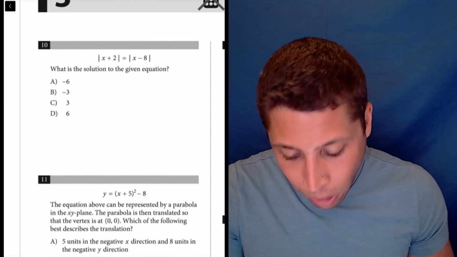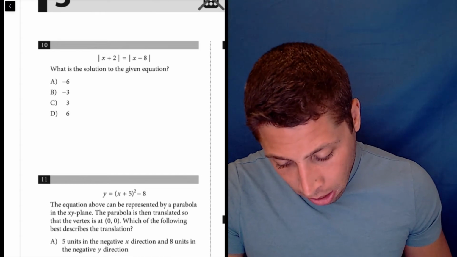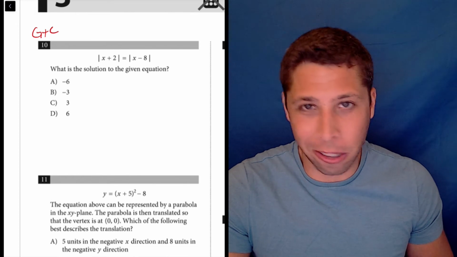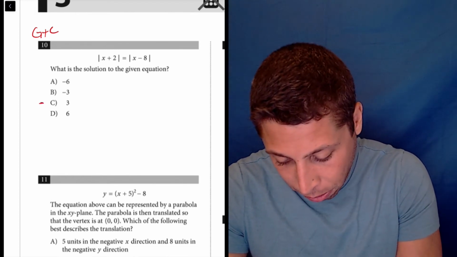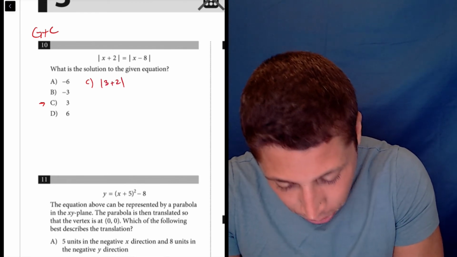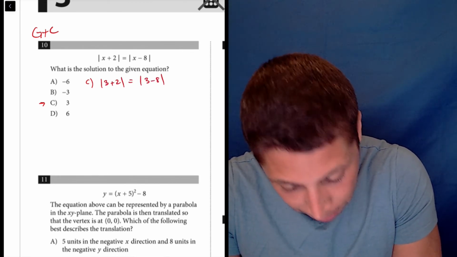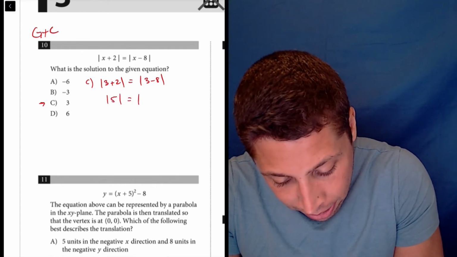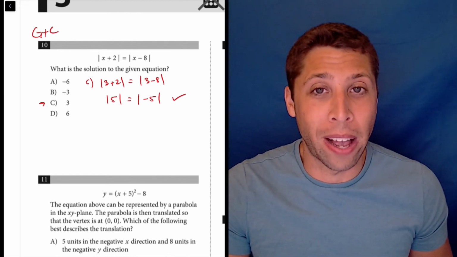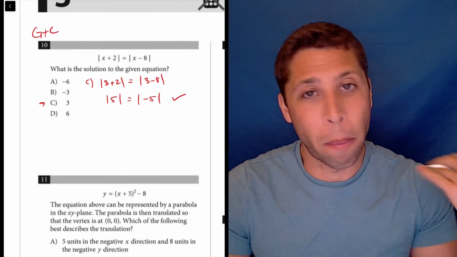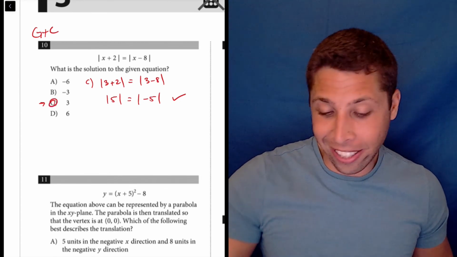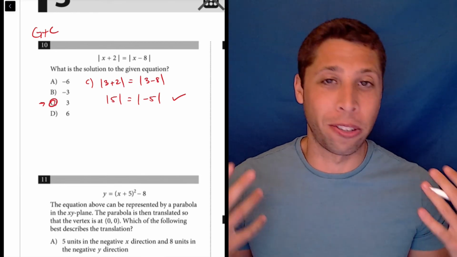Getting kind of long. What is the solution to the given equation? Obviously, guess and check here. Gosh, do not, under any circumstances, try to solve this algebraically. Just pick something. Let's start with C because it's the easiest number. So the absolute value of 3 plus 2 equals the absolute value of 3 minus 8. So the absolute value of 5 is equal to the absolute value of negative 5. That is true because remember what an absolute value does. It turns a negative number into a positive number. And so these are both just 5 equals 5. So look, I started with C because it was the laziest number, and it paid off. It was the correct answer.